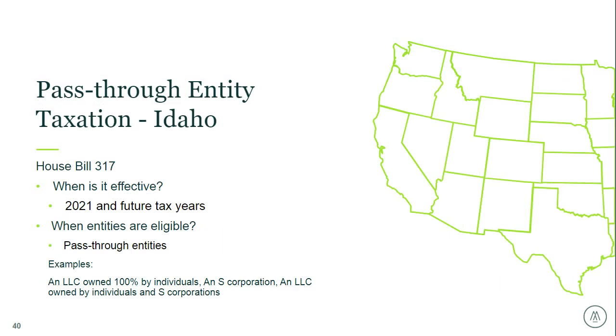Idaho has also layered in this law. It's House Bill 317 that's effective for 2021 and future years. I don't see a time limit on Idaho's yet. All pass-through entities are eligible to make the election for Idaho.